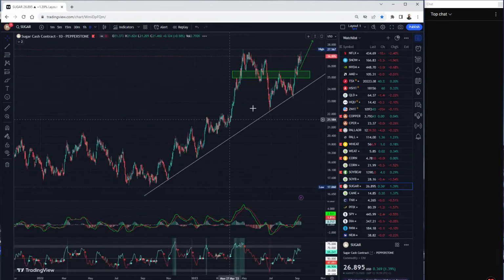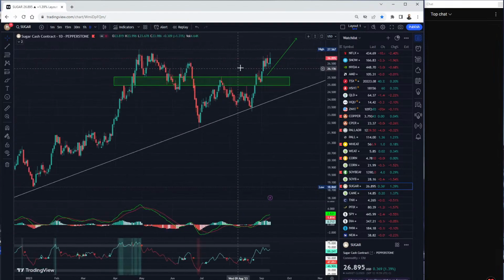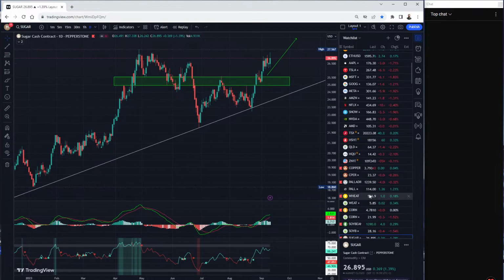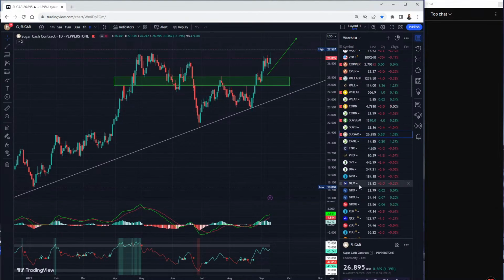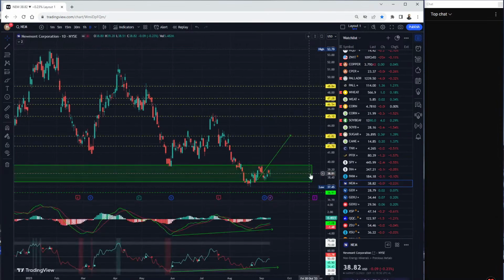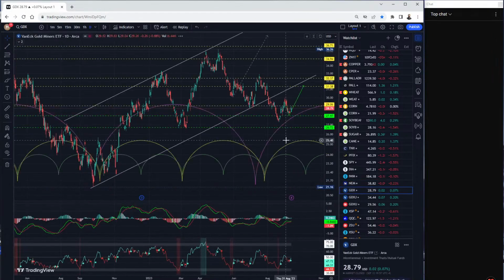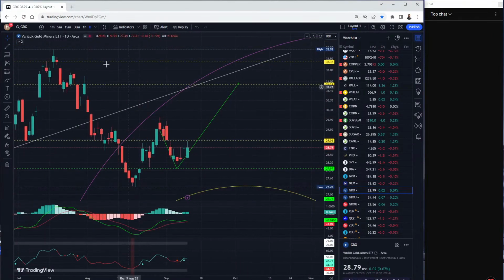Sugar holding this trend line, buy the dip, looking to go to new all-time high. So everything is fine on sugar. Let's look at individual stocks. Let's start with the gold miners. NEM Newmont Mining kind of flat today near the buy zone. Gold miner GDX looks like it wants to fill this gap.